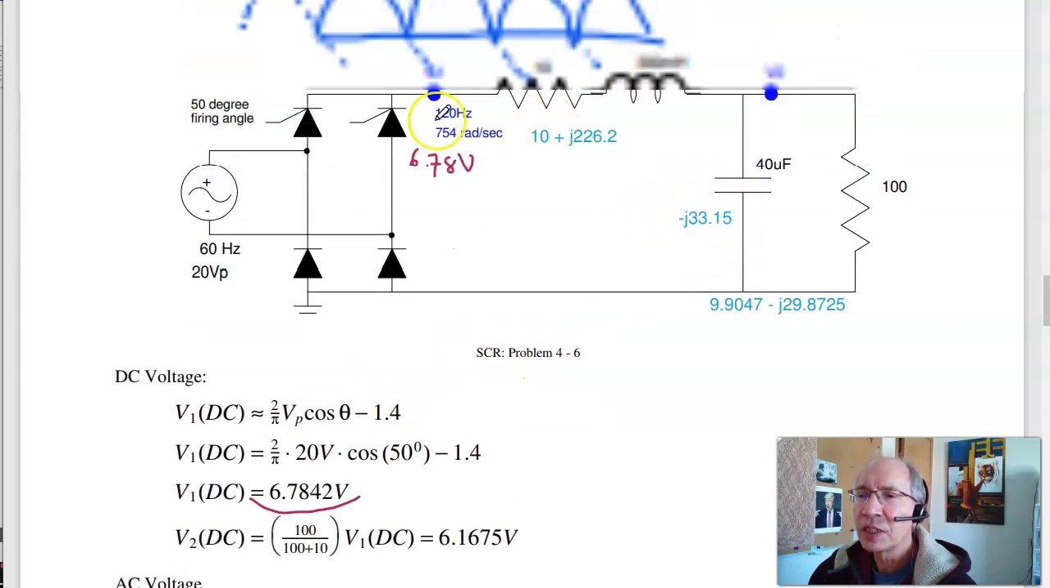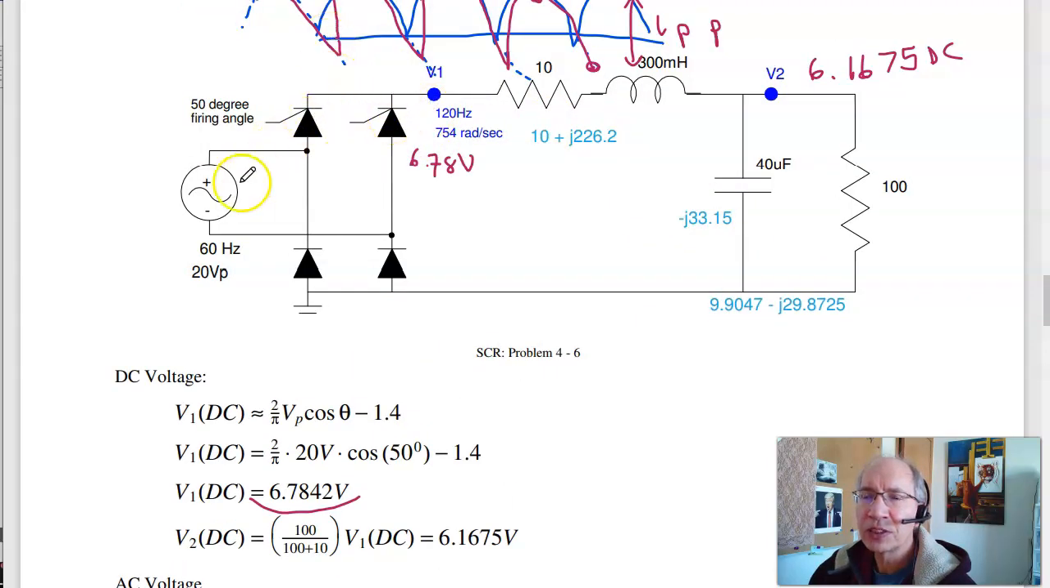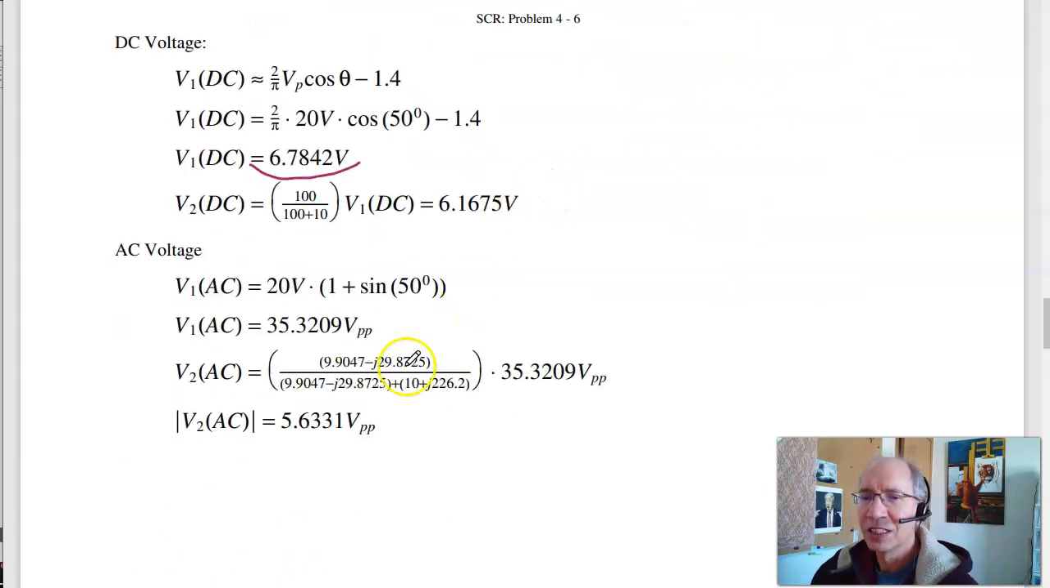Take the capacitor at 120 hertz. Again, this is 60 hertz, but it's a full wave rectified sine wave, so this is actually 120 hertz. The capacitor becomes minus J33 ohms. Put these in parallel, 9.9 minus J29 ohms. Inductor becomes J226. Do voltage division. I get 5.63 volts peak to peak. That's what I expect to see at V2.